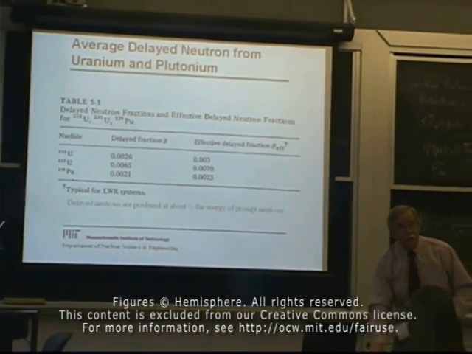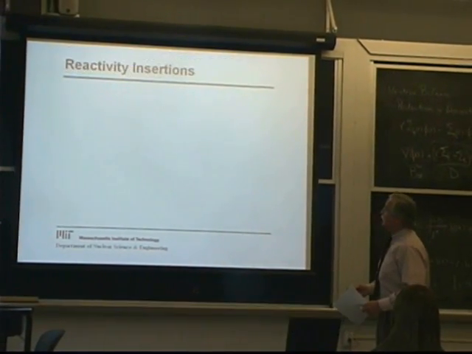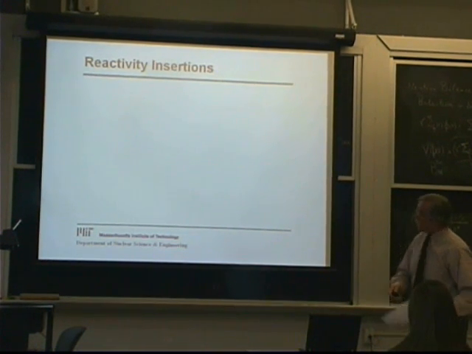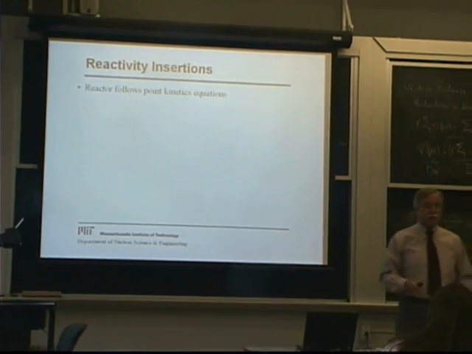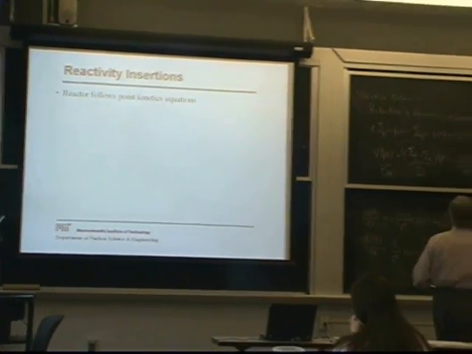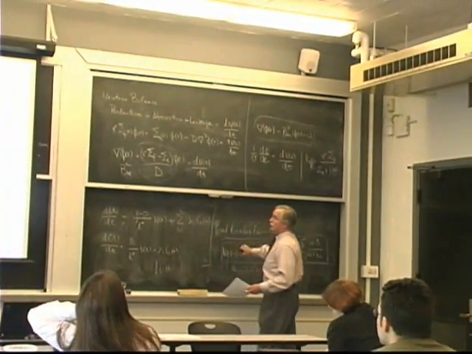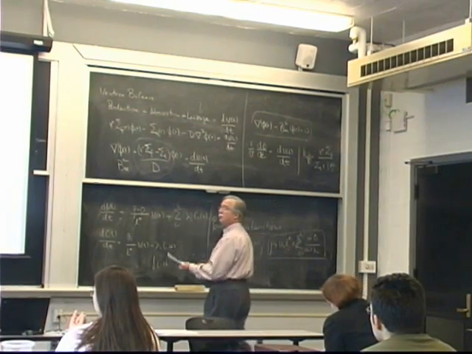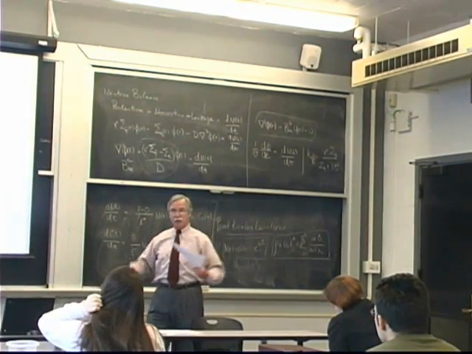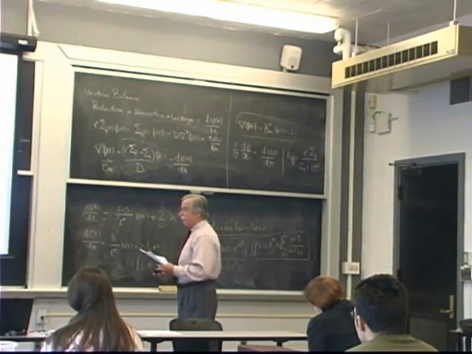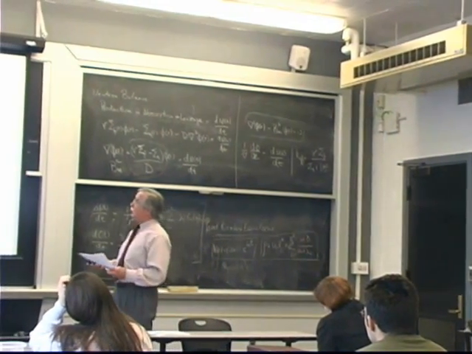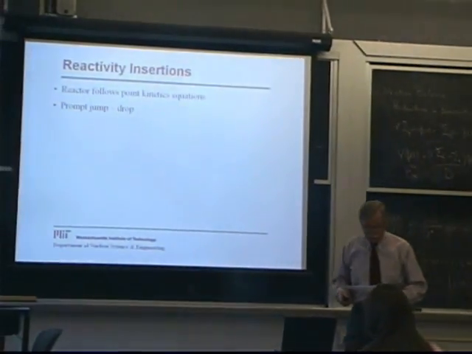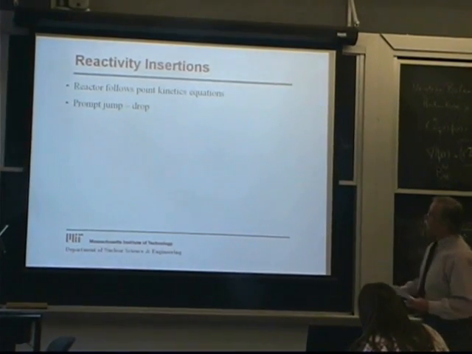The next area that I think we'd like to look at a little bit is reactivity insertions. Now, the reactor will follow the point kinetics equations. And as I said, even though it's a one-group model, the reactor generally works quite fine because largely I think the mean free path is large enough such that it operates as a homogeneous system. We have several things that occur, and you might sort of guess that they would occur in this way. There's a prompt jump.